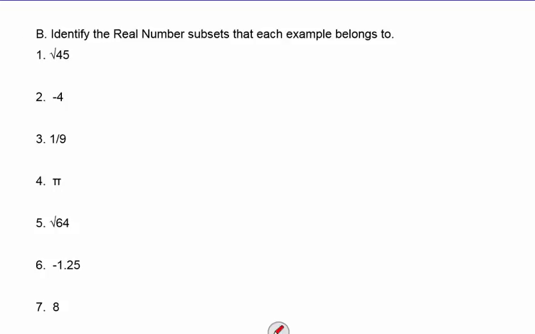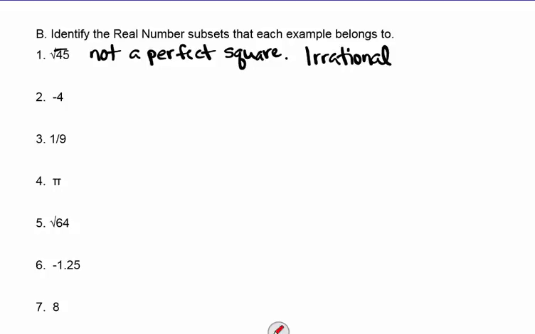All right, now we're going to identify the real number subsets that each example belongs to. There may be more than one answer. The first one is the square root of 45. 45 is not a perfect square. And remember that the square root of any number that is not a perfect square is irrational. If you were to put this into your calculator, you would get a decimal that does not repeat or terminate. It just goes on forever.